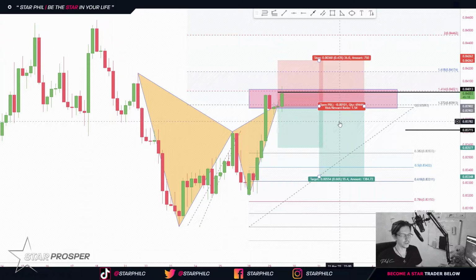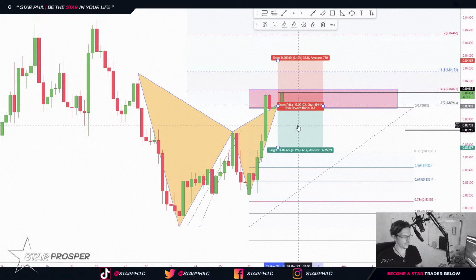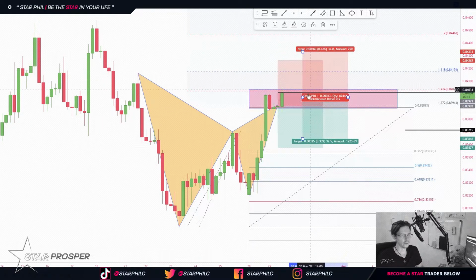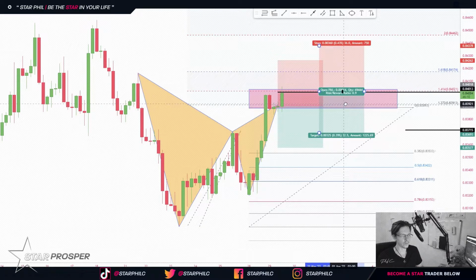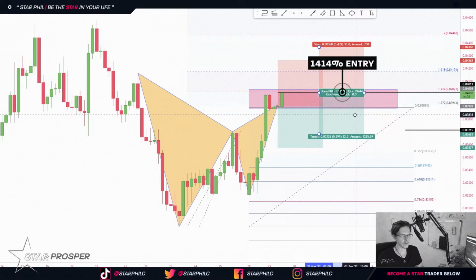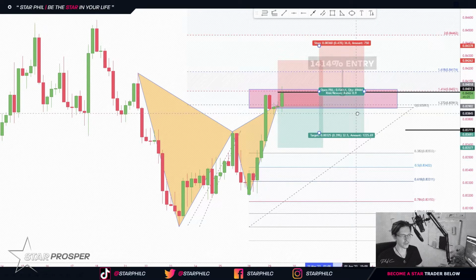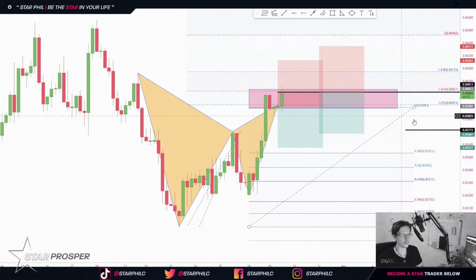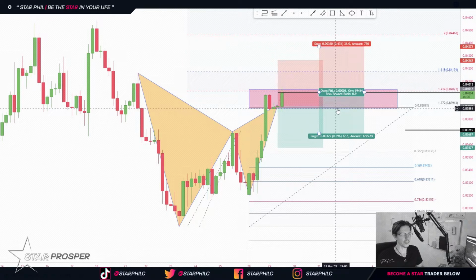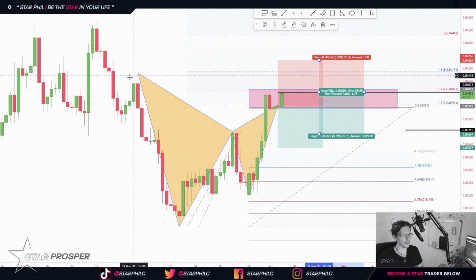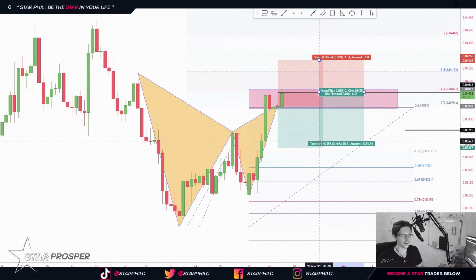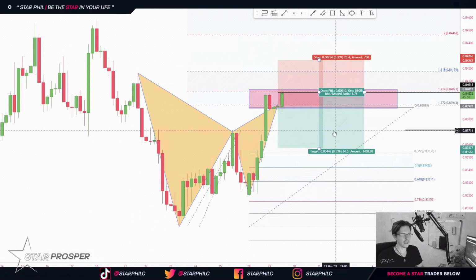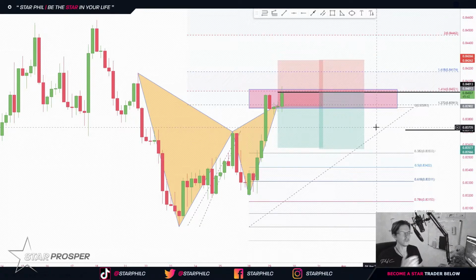So what would happen here is our new entry point would be at the 1414. Okay. Again, we front run that a little bit, line it up with the black tool. So our entry point would be at the 1414. Now here are our stops, okay, above the X point looking left, and here are our targets. And now we have over a 1-to-1 risk to reward on this trade. Okay, so we execute at the 1414.